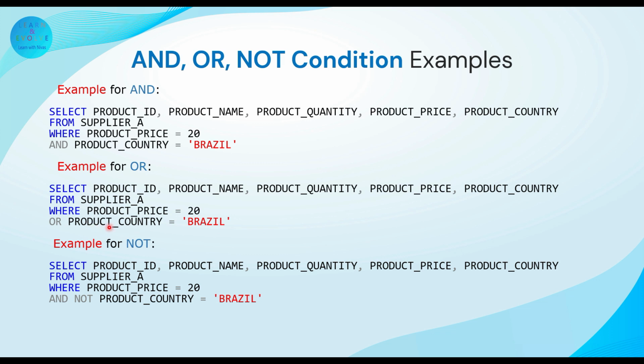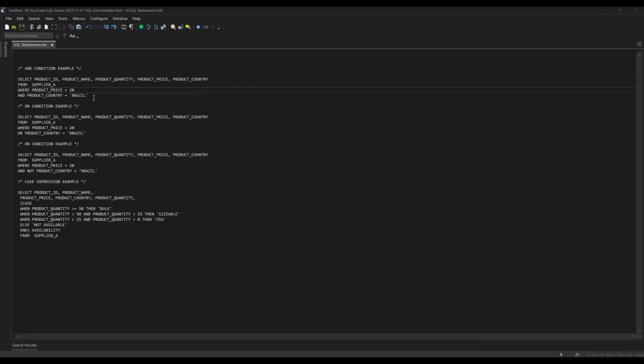So I need either product country is Brazil or product price is 20. This is how OR works. We'll see the execution now. And for NOT, it is like I want the product price 20 but I don't want the product country to be Brazil, so I'm using a NOT. I think the single statement specifies everything clearly. If the explanation was not clear, let's see the examples in execution.